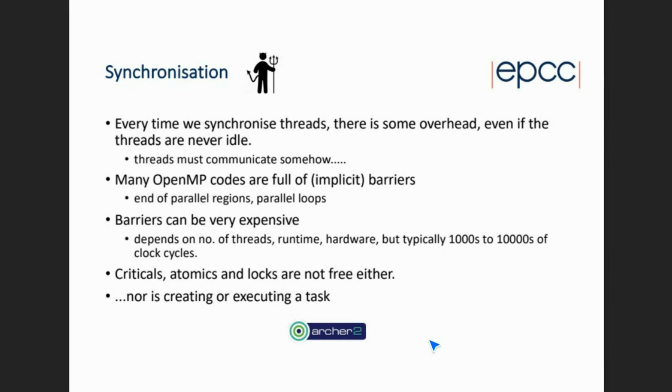A lot of OpenMP codes, OpenMP style, encourages a lot of implicit barriers. So the end of every parallel region, the end of every parallel loop is a barrier. And barriers are quite expensive. It obviously depends on the number of threads, the runtime and the hardware, but typically you're looking at thousands to tens of thousands of clock cycles for a barrier. And the other constructs like criticals and atomics and locks aren't free either. Nor is creating and executing a task, since that also requires some internal synchronization between threads.